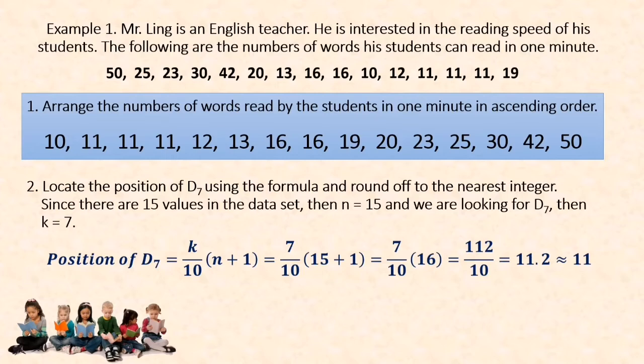Substitute the values of k and n. So we have 7 over 10 times quantity n is 15 plus 1 closed quantity. 15 plus 1 is equal to 16. So we have 7 over 10 times 16. Multiply the numerators, 7 and 16, the result is 112. Divided by 10, the answer is 11.2. 11.2 is approximately equal to 11.